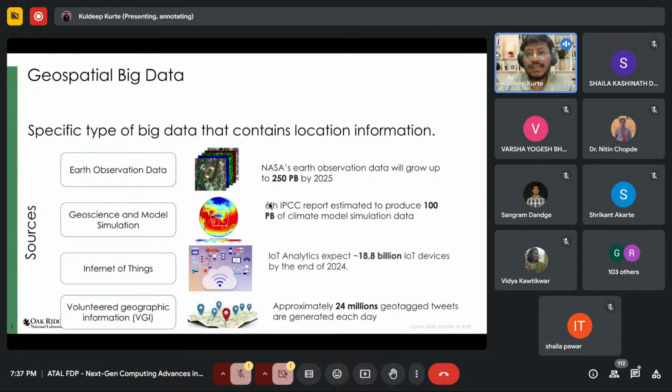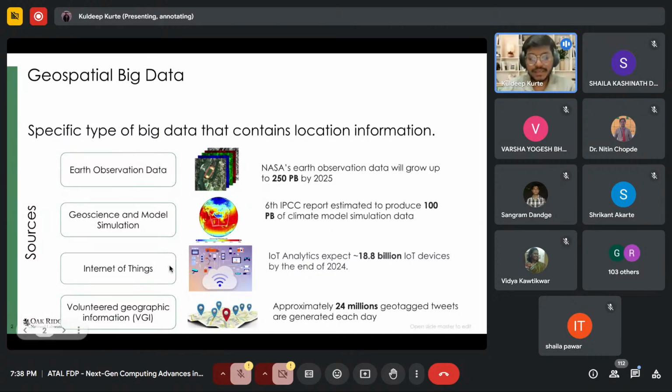As per the sixth IPCC report, the Intergovernmental Panel on Climate Change, the estimated amount of data that will be produced by climate simulation will reach around 100 petabytes. That is only for simulating the data. But then there are further processes. Once you simulate the climate model, it will generate the data, but again, you need to calibrate it. You need to do some post processing. That will add an additional amount of data. So that is one scenario.